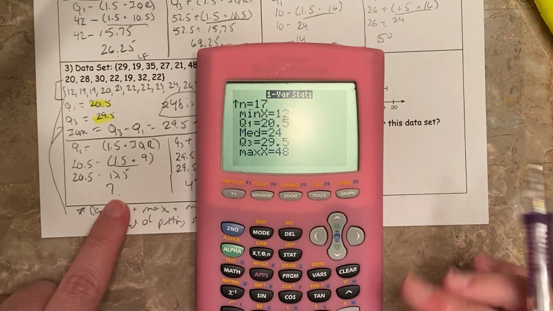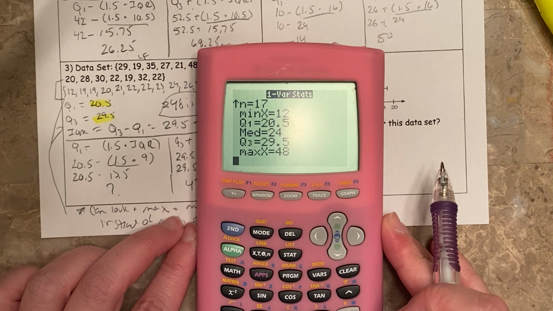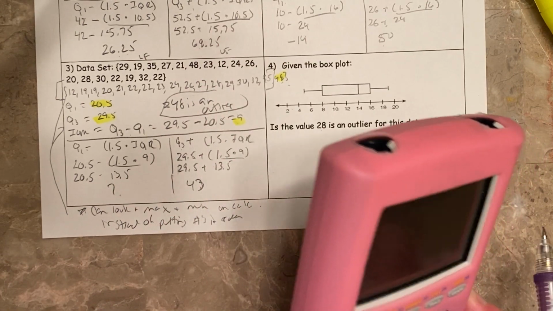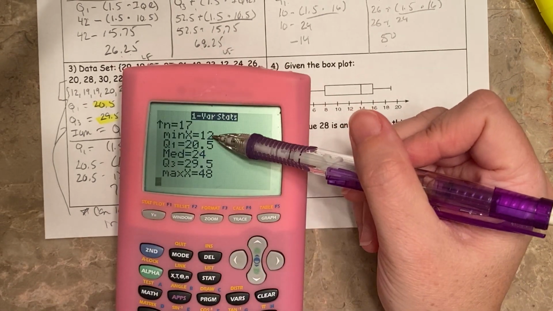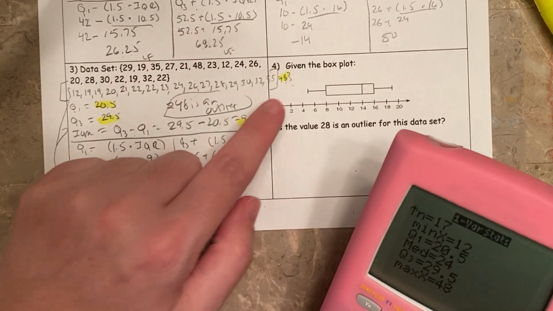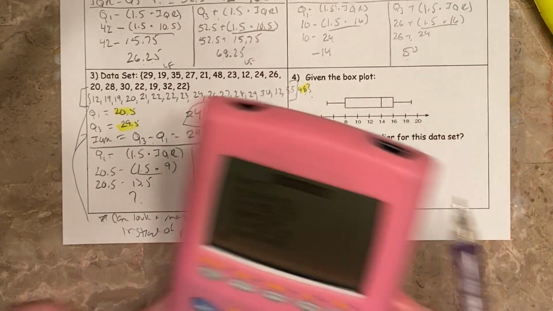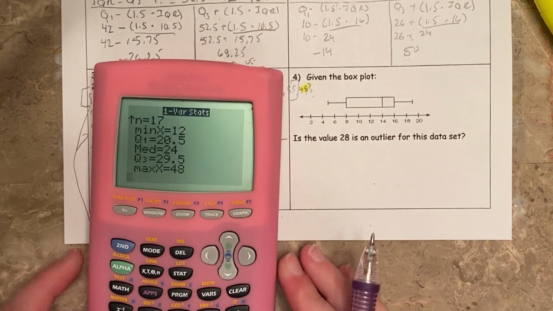So you would know that 7 is definitely before the 12. So 12 is good. And then your max of 48, well, that's no good because that's way past this 43. So that's just another way to help you out.